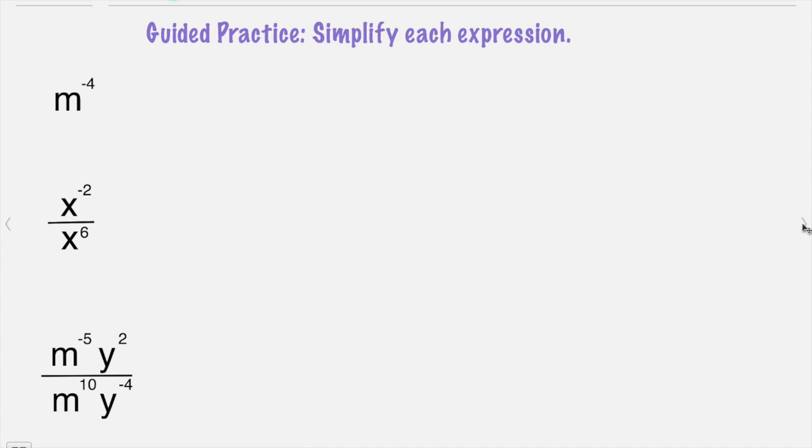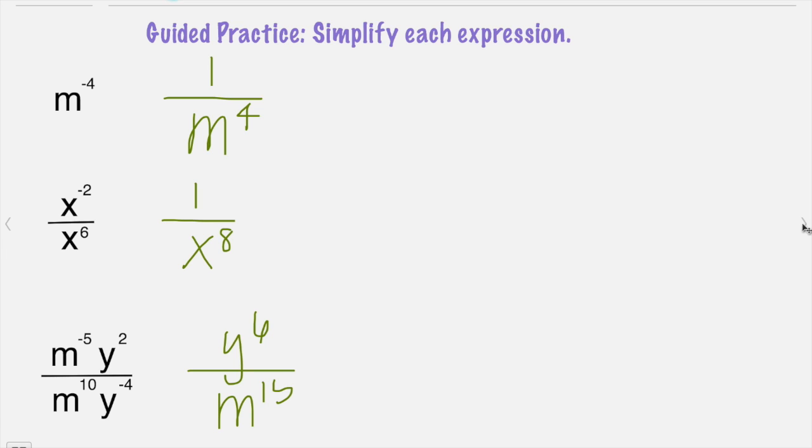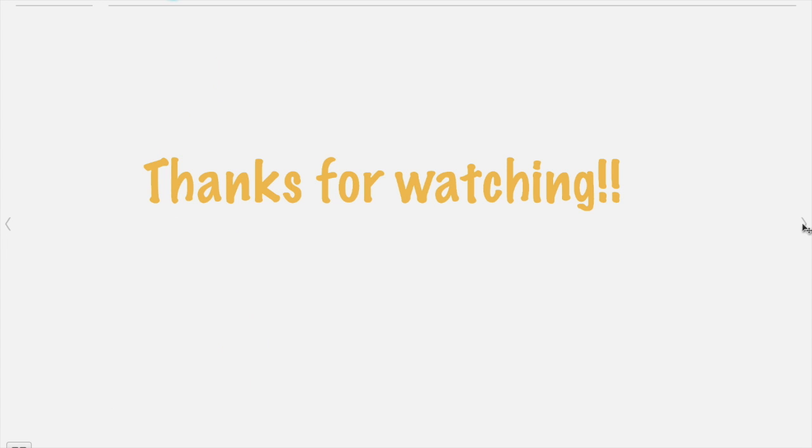Now I want you to pause the video, try a couple of these examples on your own, and when you're ready to check your answers, hit play again. Notice all of my negatives just moved either from top to bottom or bottom to top, and these would have been my simplified answers.